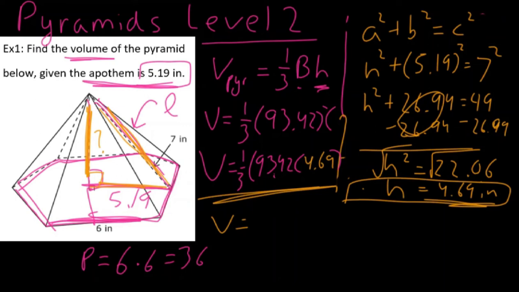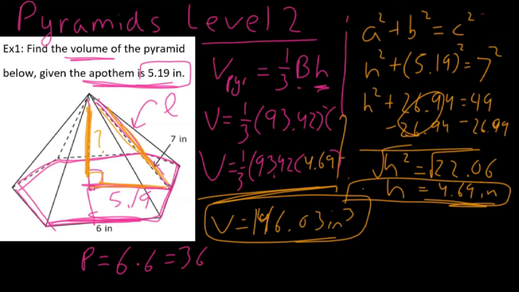Now, if you're using a cell phone calculator and you can't access that fraction of 1/3, we know that 1/3 is essentially 0.3 repeating. So I like to write 0.33333 times 93.42 times 4.69. And of course, this will give us our volume of 146.03. And in this case, it'll be inches cubed.